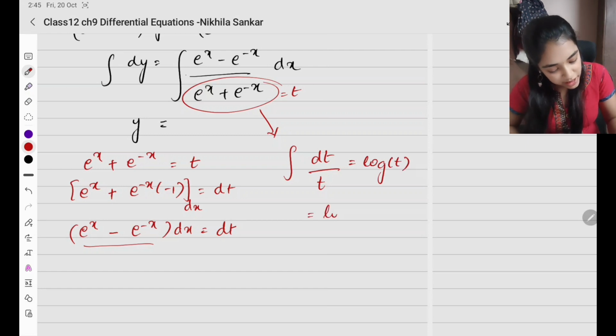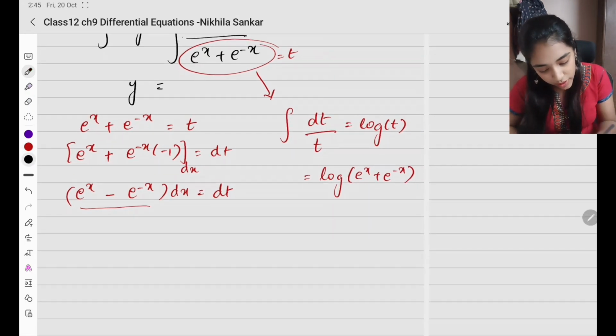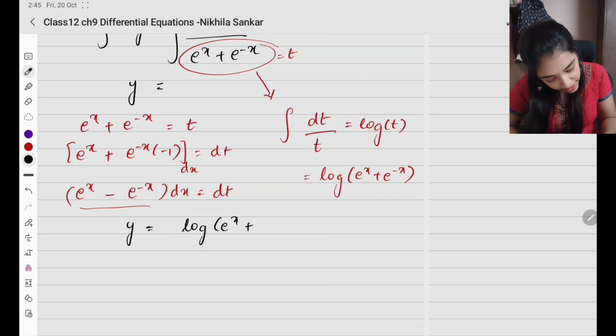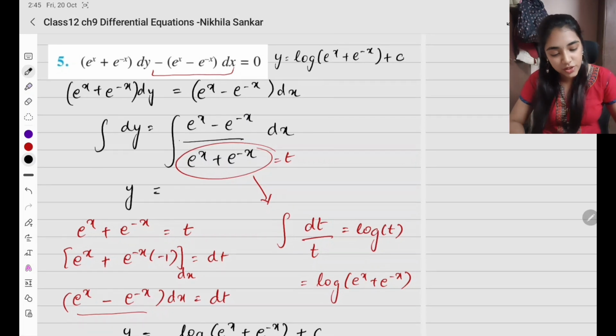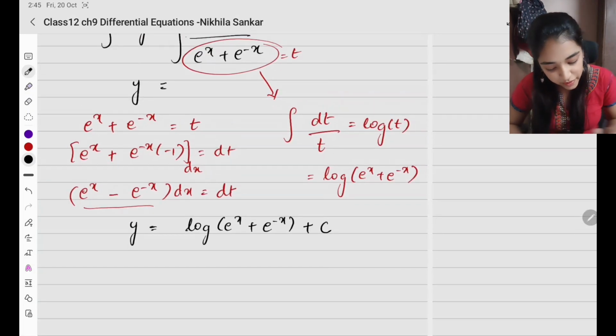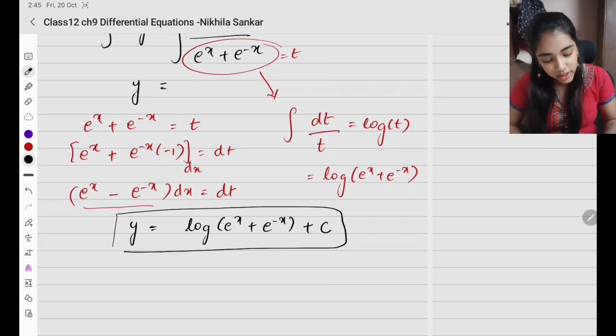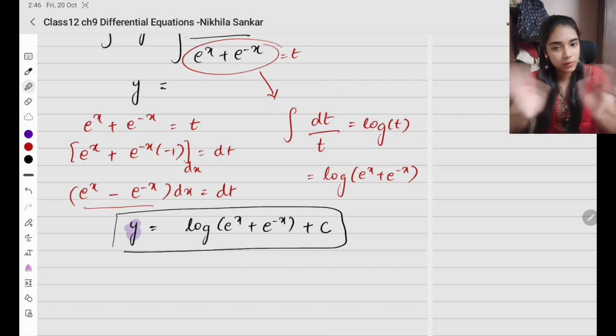But what is my t here? T equals e to the x plus e to the minus x. So if we write the final, what happens? I'll have y equals log of e to the x plus e to the minus x plus c. Don't forget this c. That is your integration constant. So this is my final answer. Beyond this it cannot be simplified. We have got the equation in terms of y. So if you get it in terms of y, you don't need to simplify further.